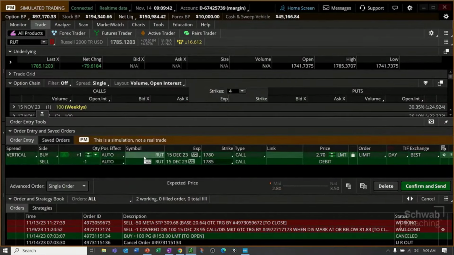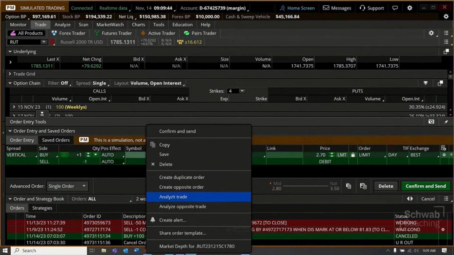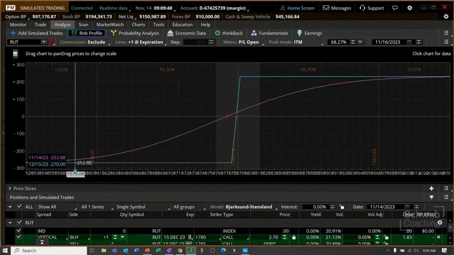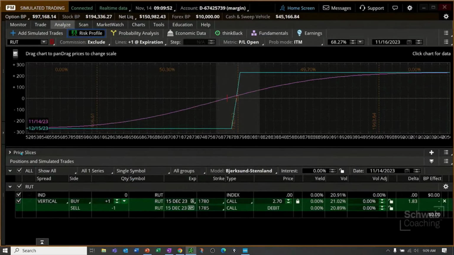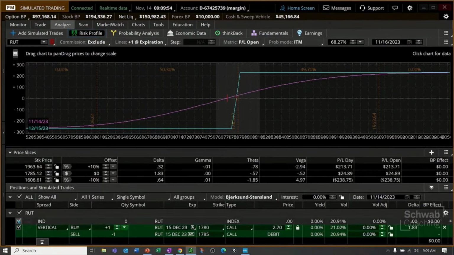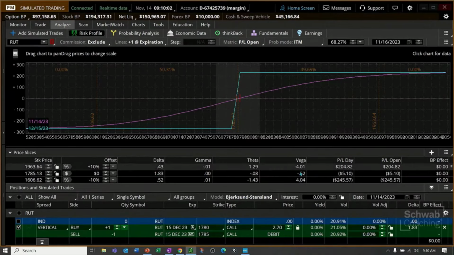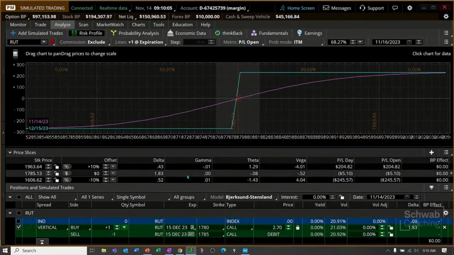If we want to look at this on the Analyze tab so we can see the Greeks for just a moment, let's take a quick peek and see what we have here. And remember, if we show the price slices, what is the delta of the position given one contract? Which option Greek is the biggest? Delta, gamma, theta, vega. It's delta. So we're focusing on direction, okay?